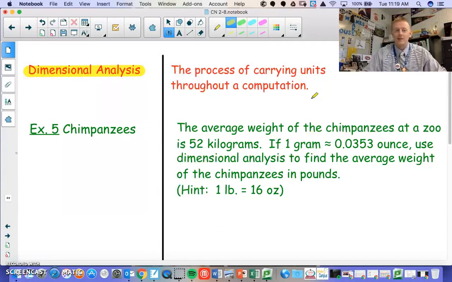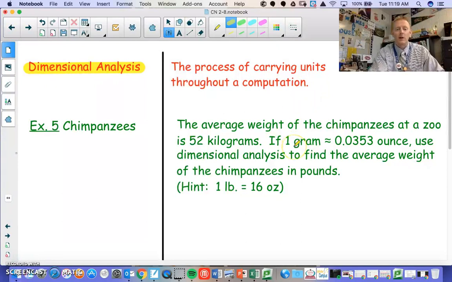So dimensional analysis is just the process of us carrying out the units through a computation. What's going to happen is we're going to be changing maybe from the metric system to the imperial system or yada, yada, yada. We're just going to be changing different units. And what we want to do is create situations where those things are going to hopefully simplify to get down to what we're actually looking to find.